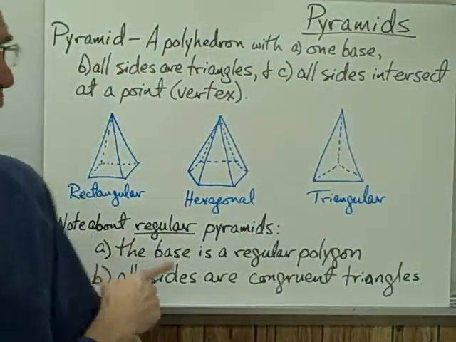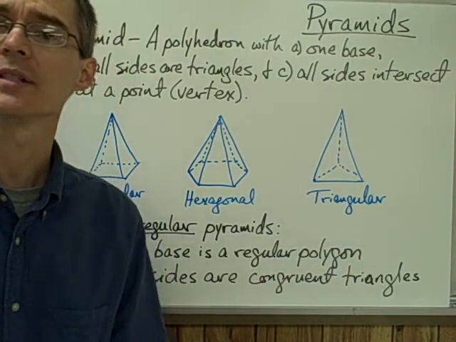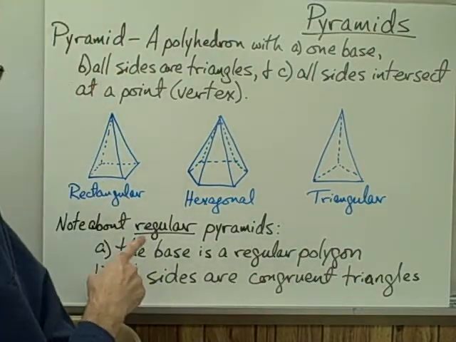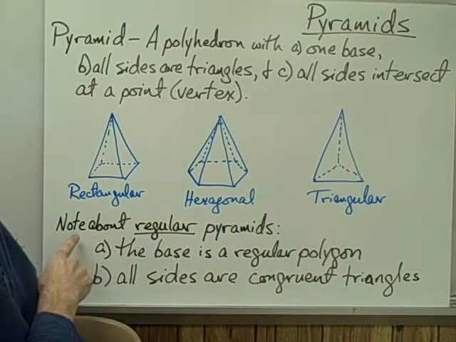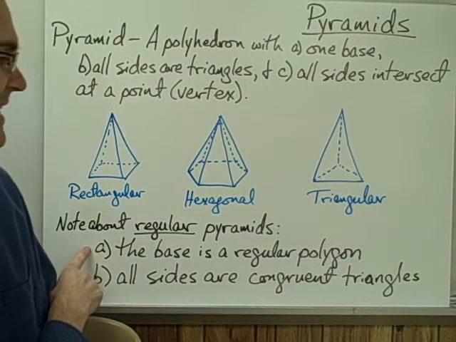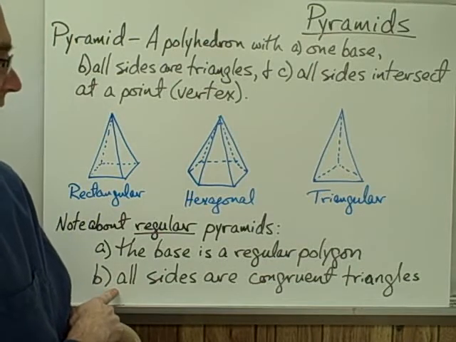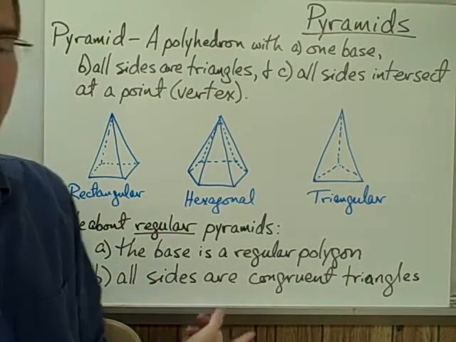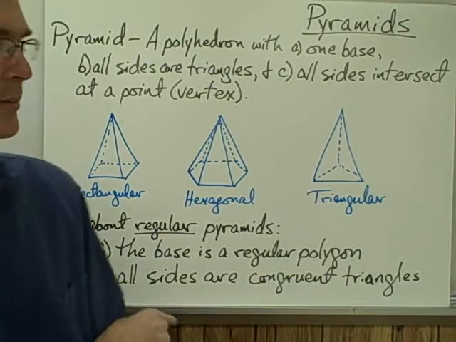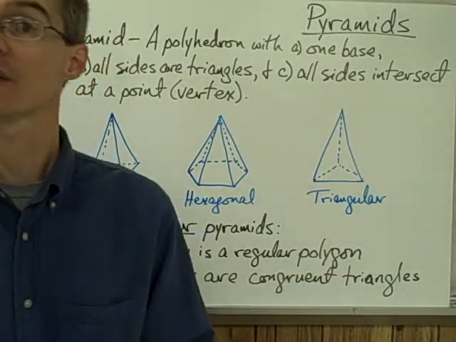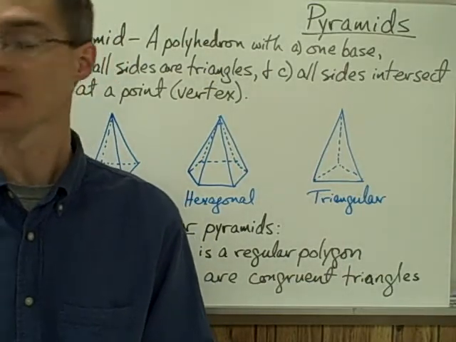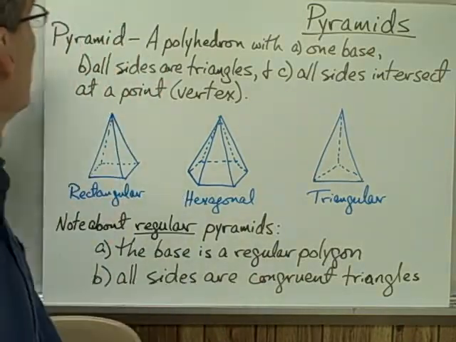Now I want to make a note about regular pyramids. Regular pyramids are the only type of pyramids that we're going to look at in this section. For regular pyramids, the base is always a regular polygon, and all the sides are congruent triangles. These two features are going to make it a lot easier for us to calculate the areas of the pyramids, the base area and the lateral area.